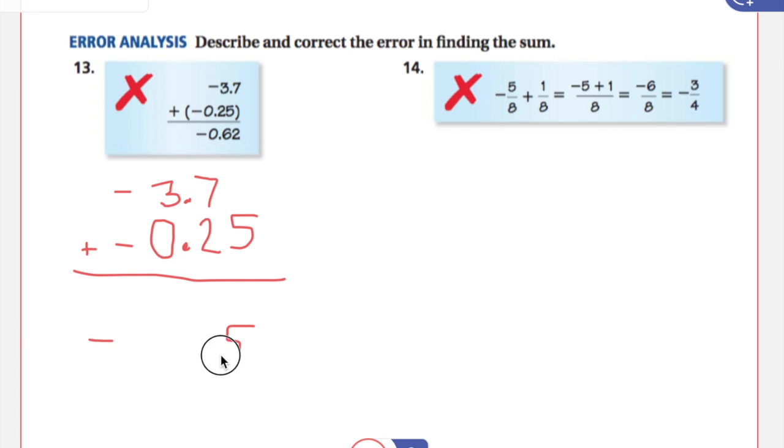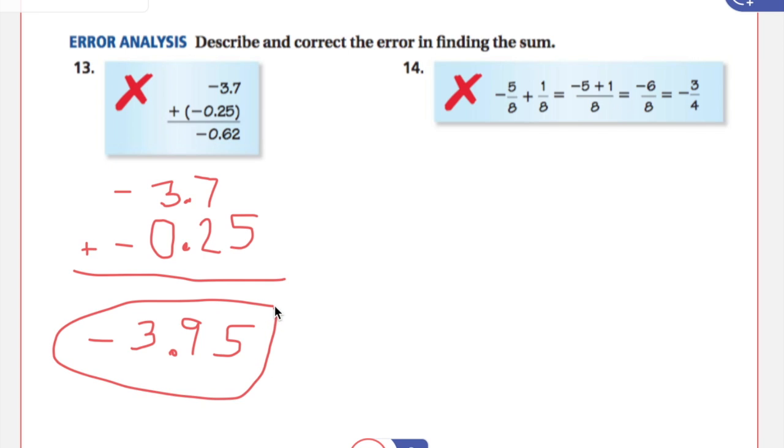So this would be 5. 7 plus 2 is 9. Carry down my decimal, and I get 3. So together, my answer should be a negative 3.95. So the mistake here looks like they subtracted and their decimals were not aligned.